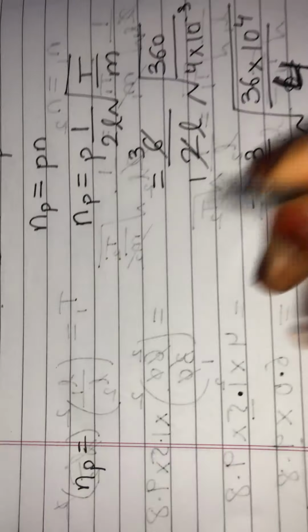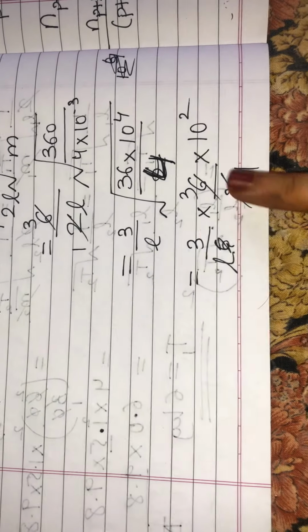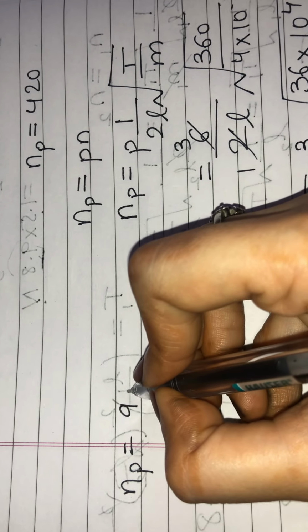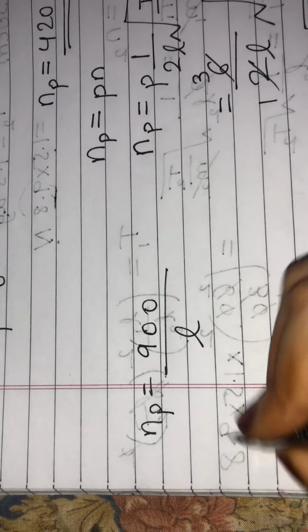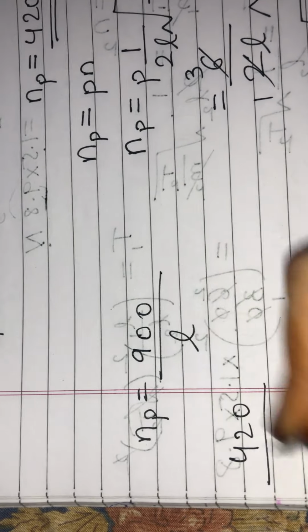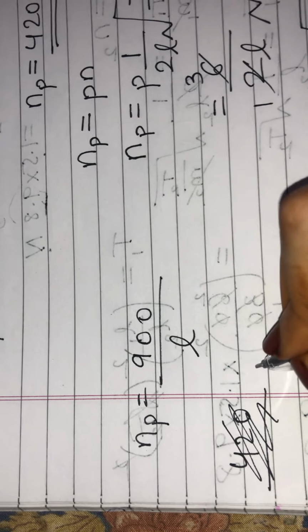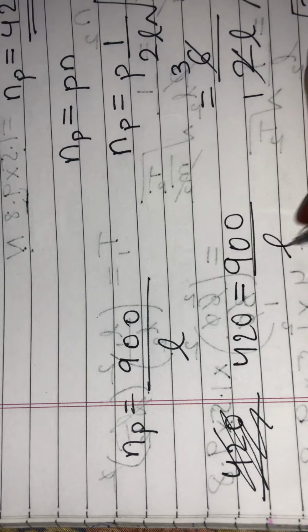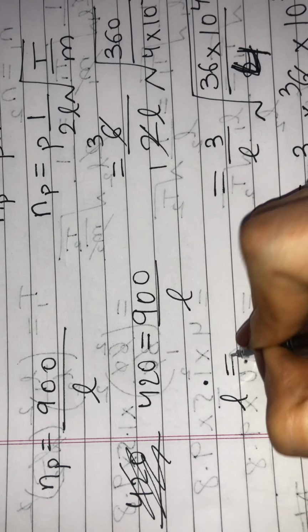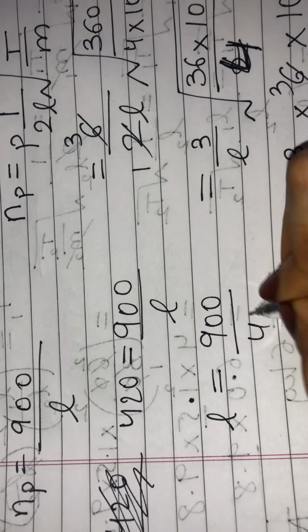So this is now NP is equal to, you see it is NP. NP is equal to 3 3s are 9 into 10 raised to 2. That is 3 3s are 9 into 10 raised to 2 is 900 upon L. NP, what is NP? NP is 420. So I'll substitute 420 upon, chalo isko aise hi rehne do. NP is 420 is equal to 900 upon L. I'll take this L over here. So it is 900 upon 420.